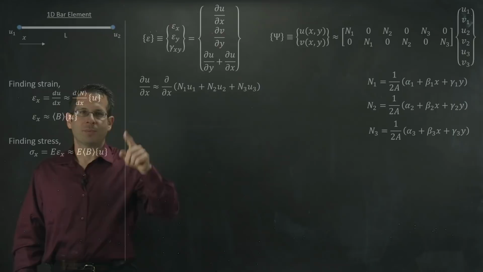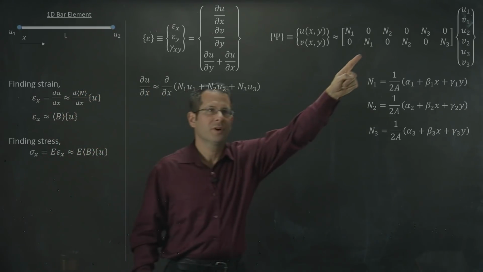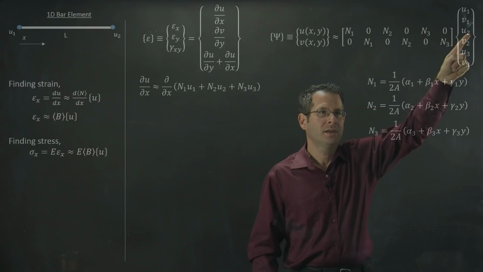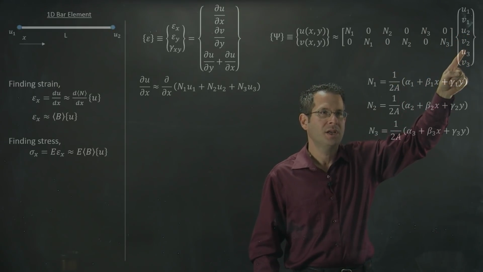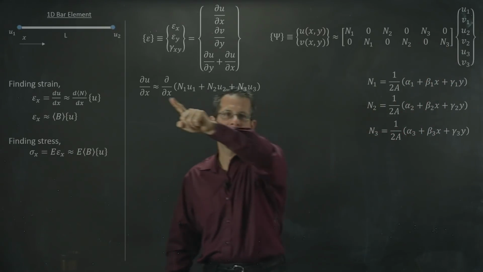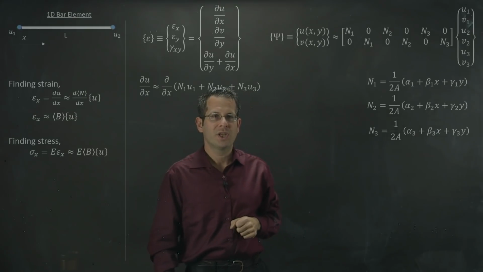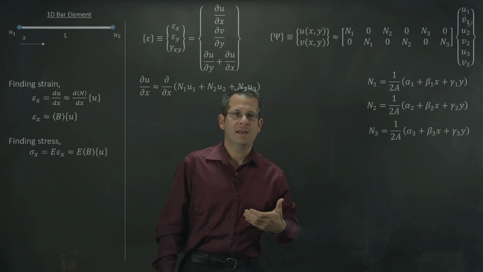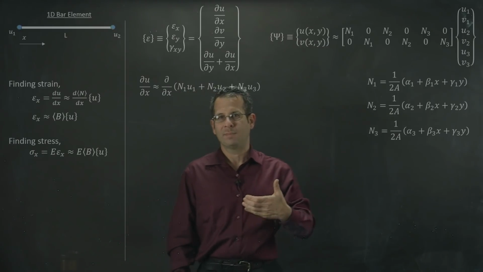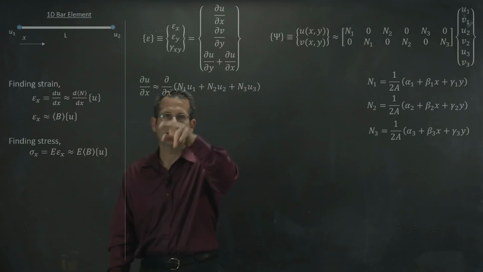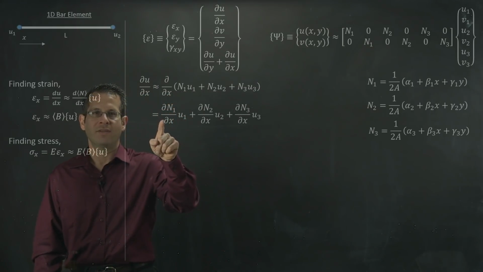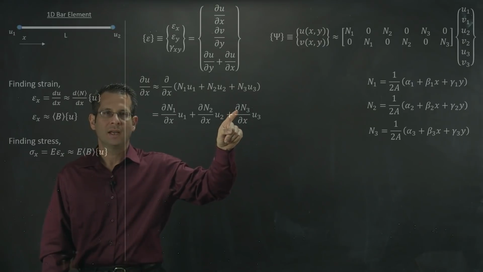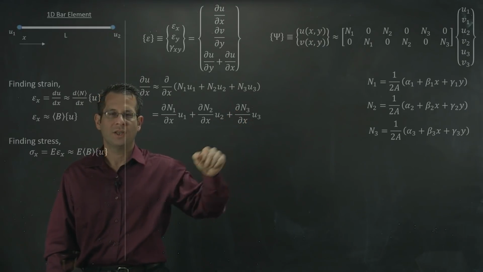du dx is approximately the derivative of, remember, to find u, I have u1 times N1, u2 times N2, u3 times N3. This is my approximation for u. So I take the derivative with respect to x, but remember, I've made my shape functions such that all my x dependence is in my shape functions. So this is the same as saying the derivative of N1 with respect to x times u1, the derivative of N2 with respect to x times u2, the derivative of N3 with respect to x times u3.